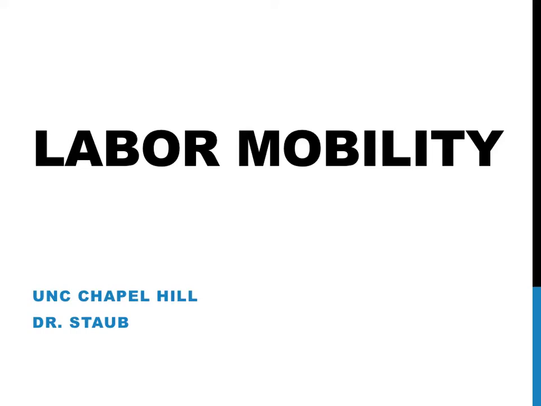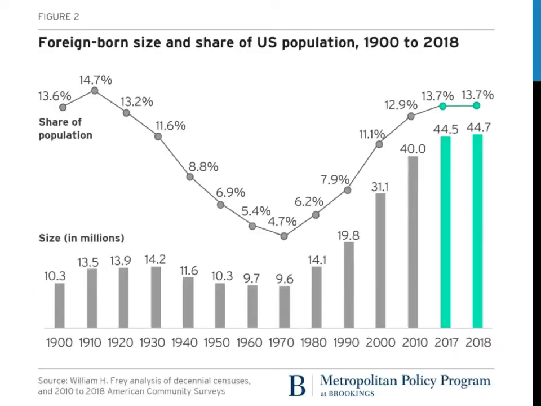In this video, we'll look at who migrates to the U.S. and factors that influence migration patterns. This chart shows the number of foreign-born individuals in the United States and also the share of the U.S. population that is foreign-born from 1900 to 2018. And what you can see is that in the early 20th century, the proportion of the U.S. population that was foreign-born was quite high, between about 13 and 15%.